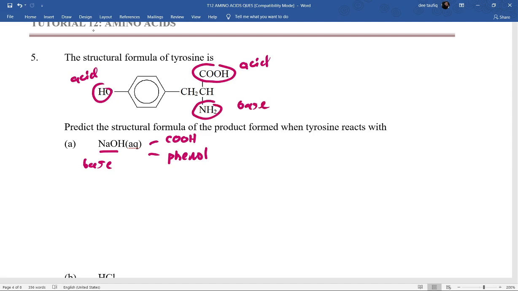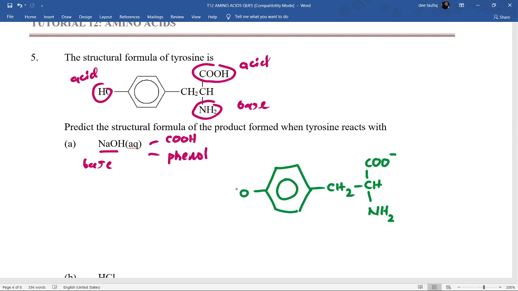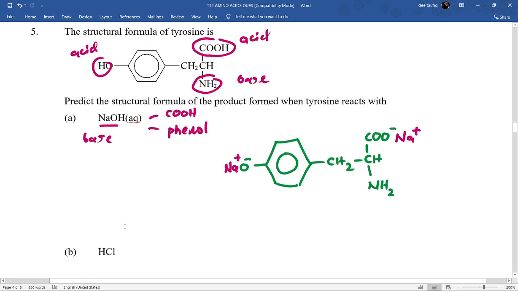Right. So the structure will become: this is our benzene ring, CH2, CH, NH2 are not affected. What we change is the COO minus part; this still has O minus. Okay, this is the original. What newly comes in is Na plus from NaOH. Okay. Right. Settle for 5A.